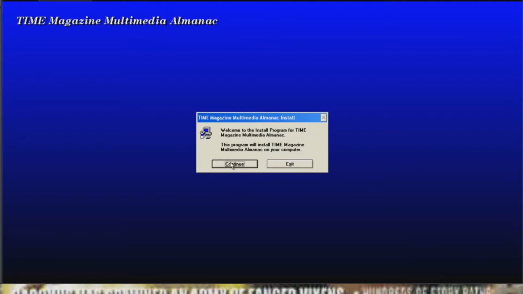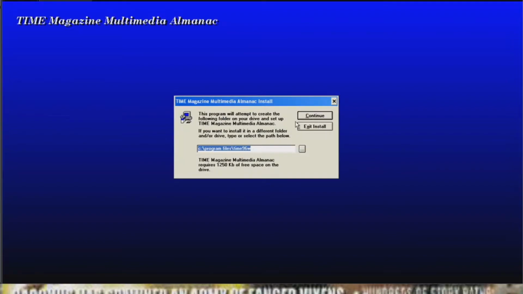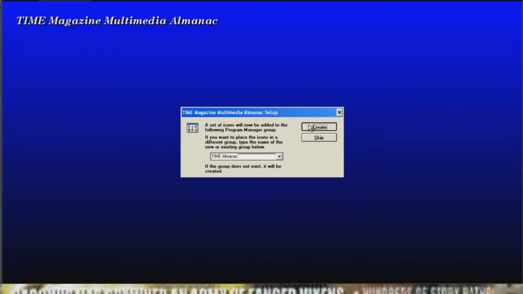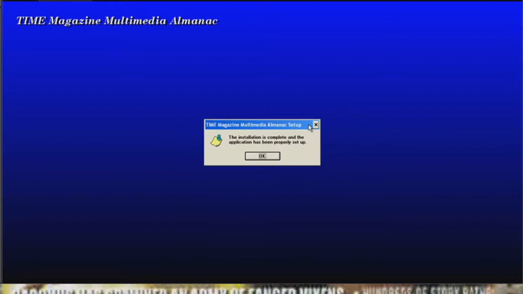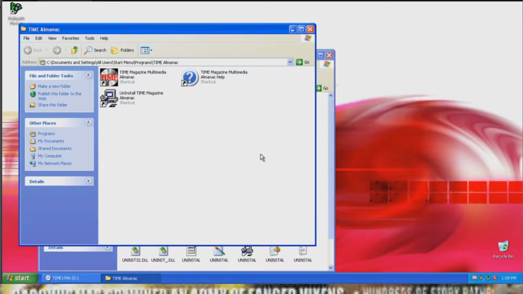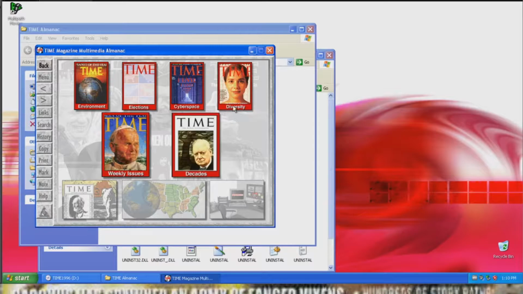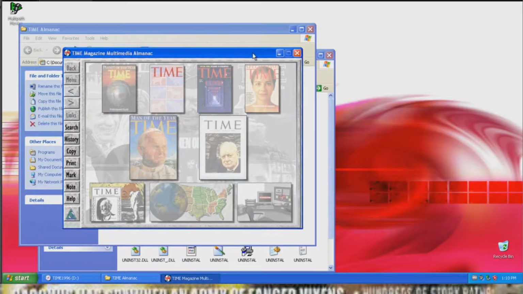So here's the install, and I can't really read much of this because this installation goes by way too fast for me to read. Anyway, that's the installation. Let's open up the Multimedia Almanac. And yeah, it does quite a bit of stuff you can do in this thing.